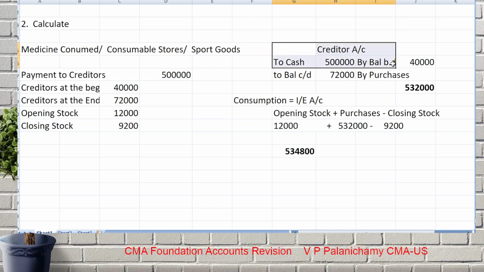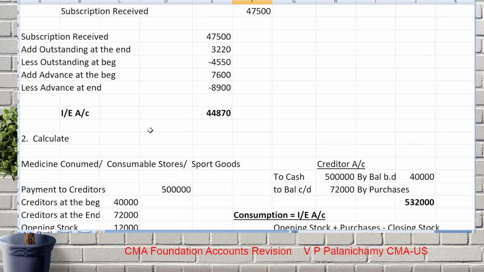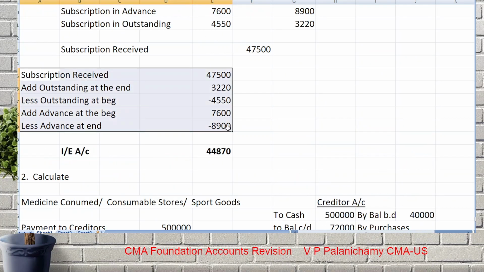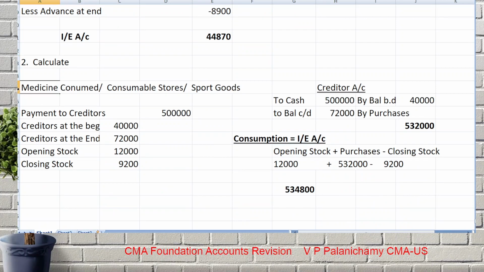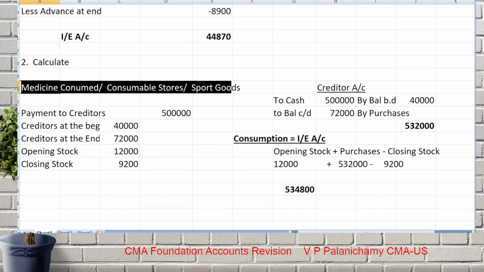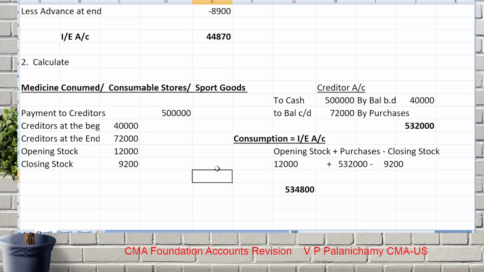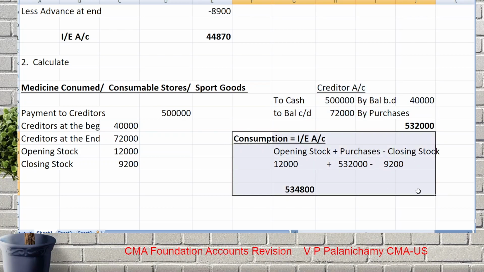Okay, so prepare the creditors account to find out which one? Purchases. Prepare the creditors account to find out purchases. Consumption is the expense that will be charged in which account? Income and expenditure account. These kinds of questions will be asked. Definitely you will get a question. This question is always there. They ask you to prepare which one? Subscription income. Second is which one? Calculate either consumption of medicine, stores, sports goods. Find creditors account purchases, then consumption will be charged in which account?